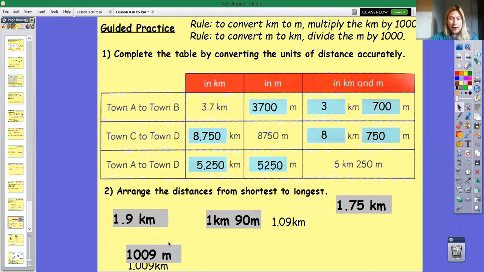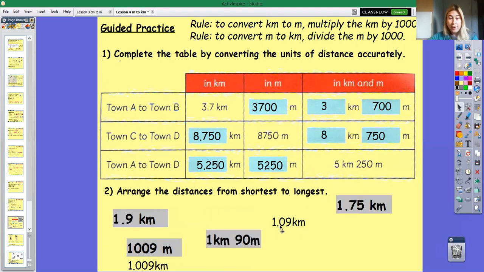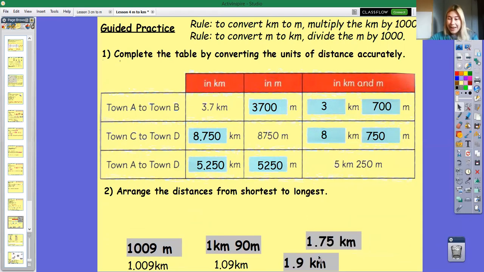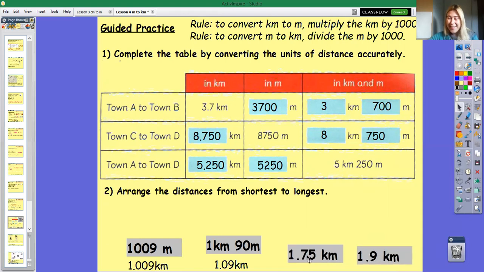I'll just move the other one out of the way. Which one do you think would come next? I need to look for another one where I've got 1 kilometre, but more than 9 metres this time. So hopefully you can see that it would be this one because I can see that I've got 1 kilometre and 90 metres this time instead of just 9. Now it would be this one because I can see that I've now got 9/10ths of a kilometre, so that'd be 900 metres. And, oh, actually no, it would be this one, wouldn't it? There we go. And then finally this one because I've got 750 metres here and then 900 metres here.